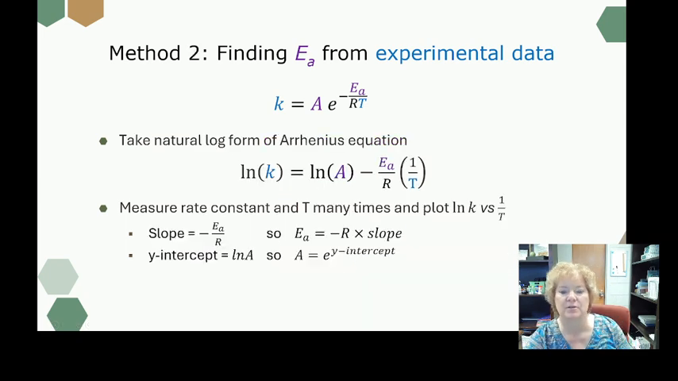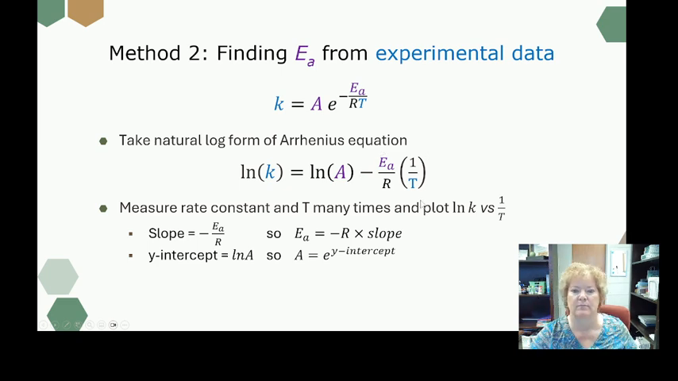Method two is I can now, if I take many, many temperature points, many, many ks. So now I don't have just two, I have like a whole bunch, which means if I have a whole bunch, I'm going to graph them. So I'm going to take the log form, the natural log form of this. So I'm just taking this and I'm taking the natural log form. It turns out I get the natural log of k is equal to the natural log of A minus Ea over R times 1 over T.